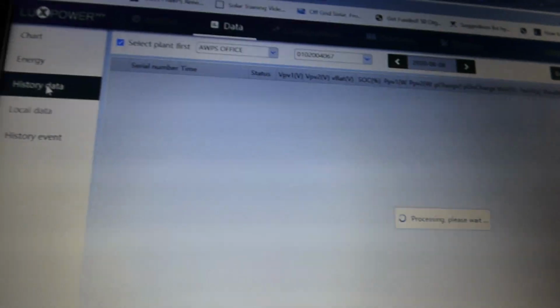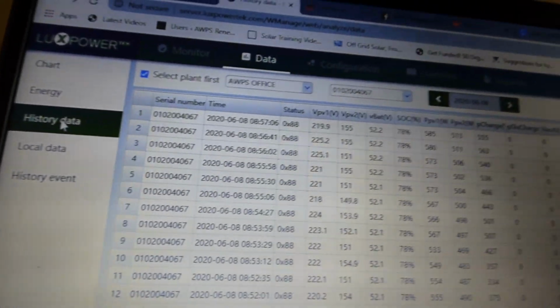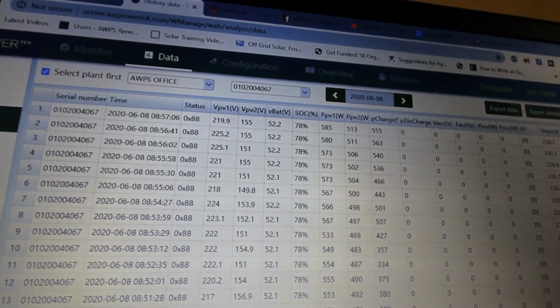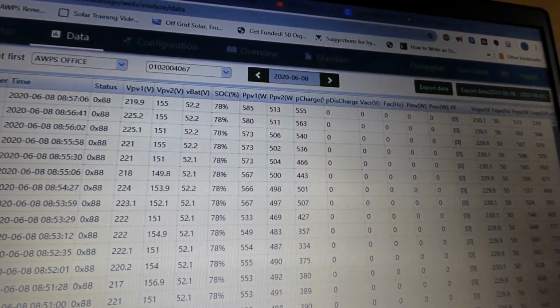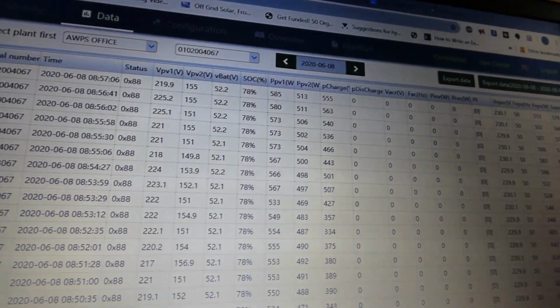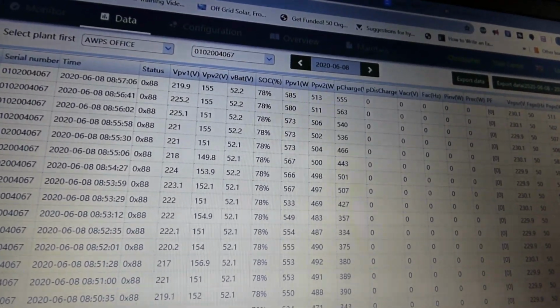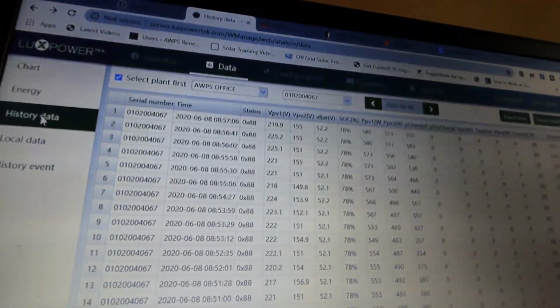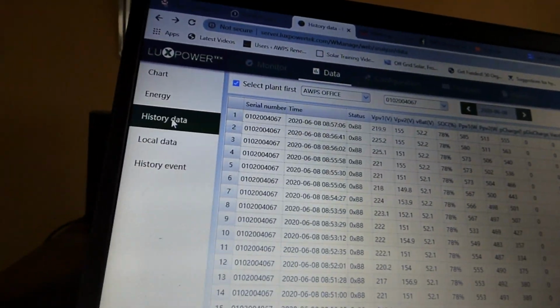Processing, please wait. It's a little slow, so it shows you all the events. It tracks the voltage of each of your PV strings, I think every minute or every two minutes. I don't know what that data is. 857, yep, it tracks it every minute. Oh, so you see 857, 856, 856, 855. So I think it tracks it two or three times a minute.